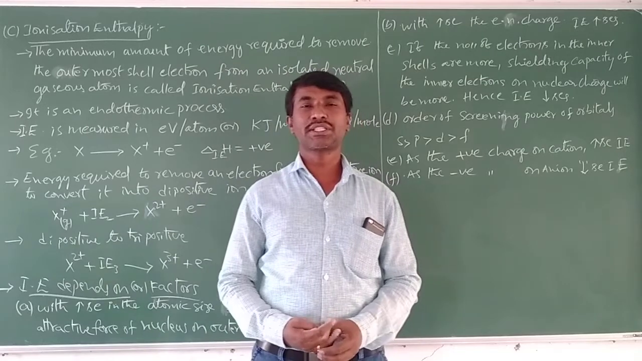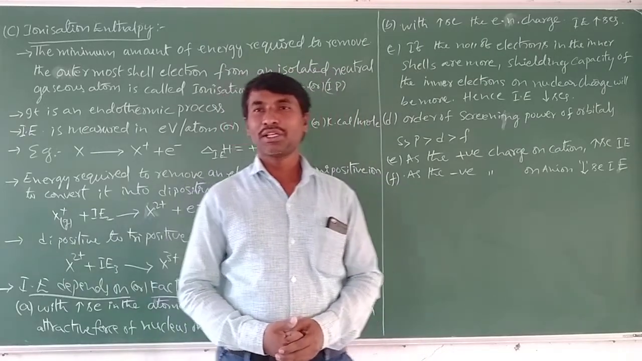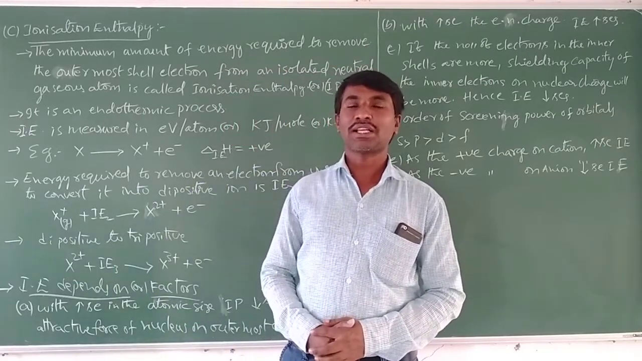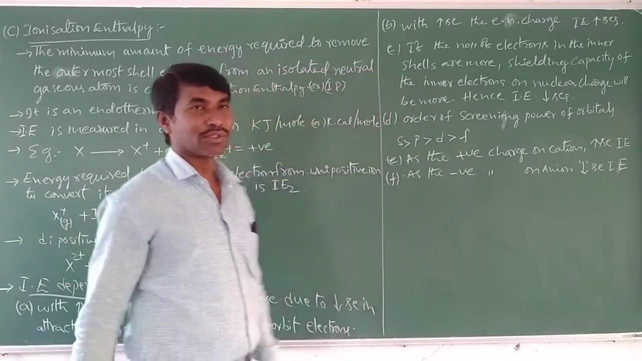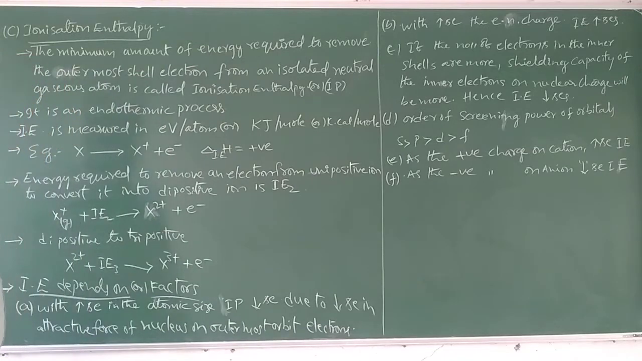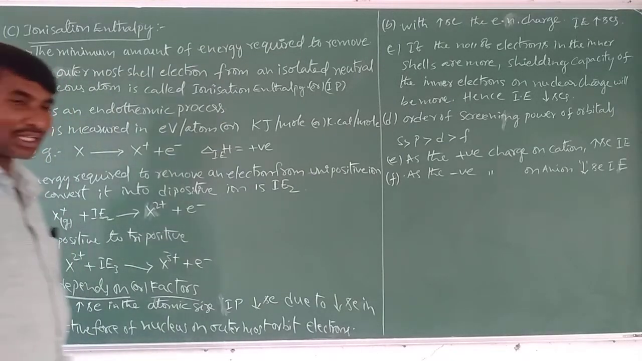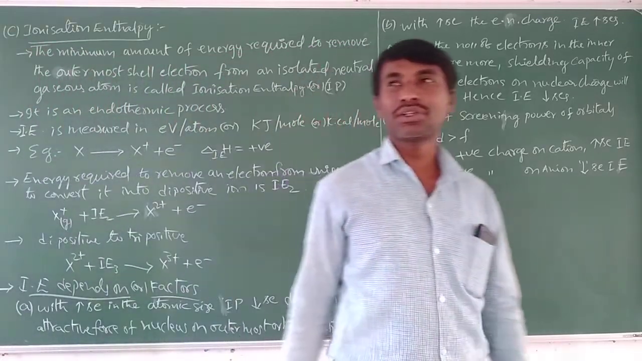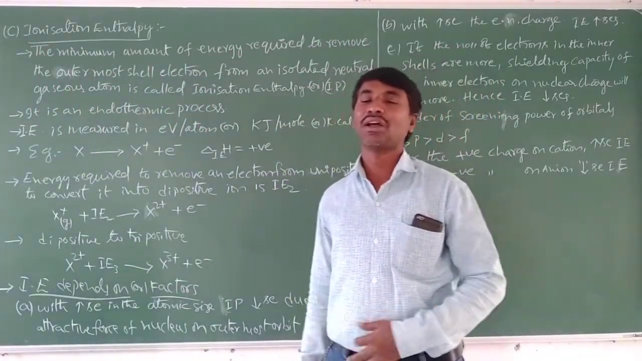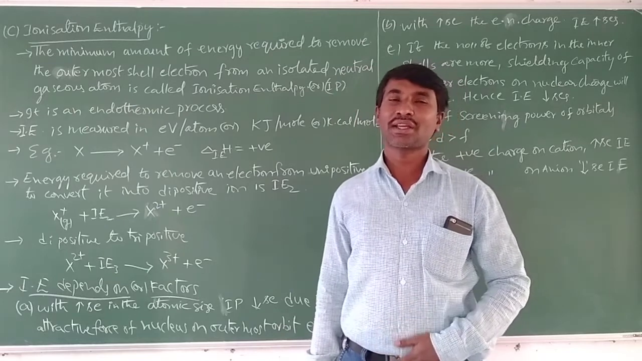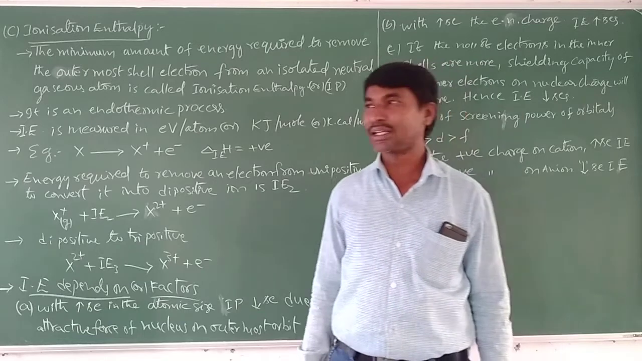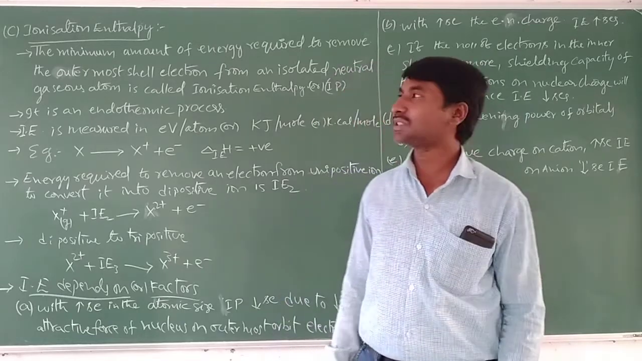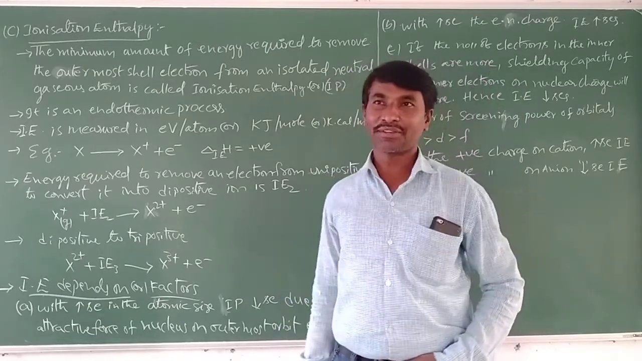Today I am going to be discussing the chapter 3, classification of elements and periodicity in properties. In that we are discussing ionization enthalpy. In the previous video we covered atomic radius and ionic radius. Then here the third one is ionization enthalpy.